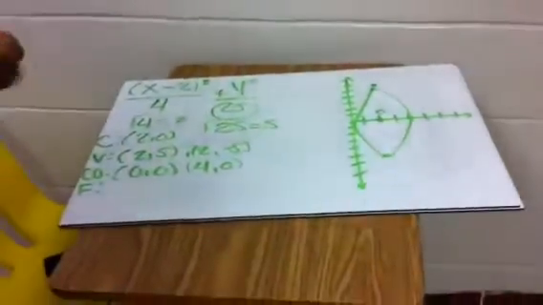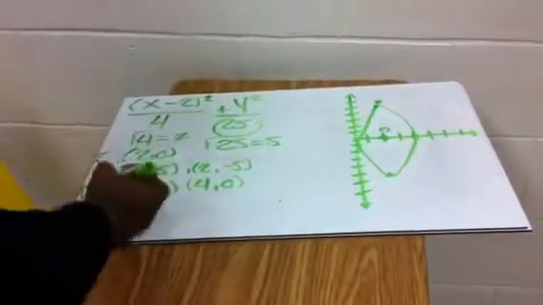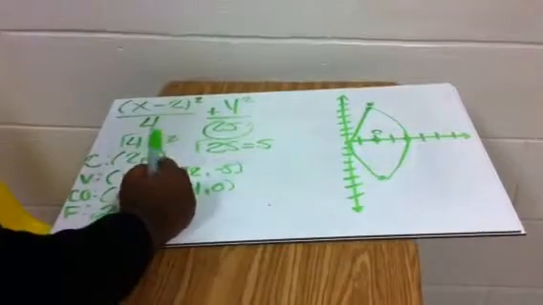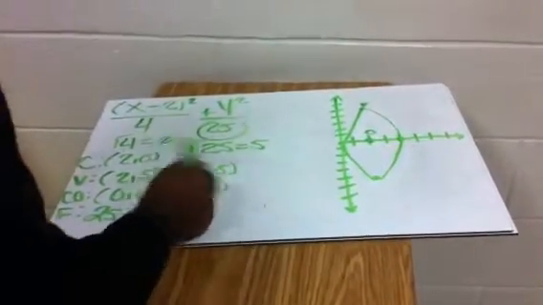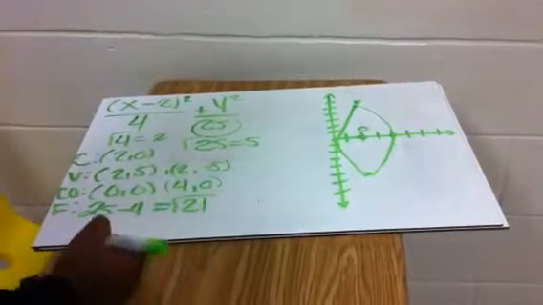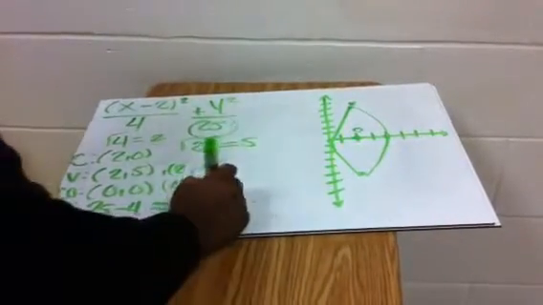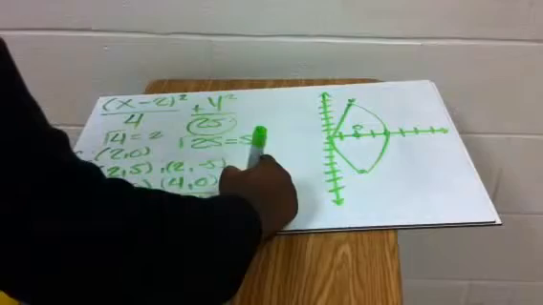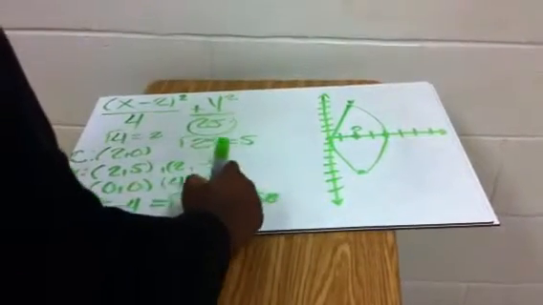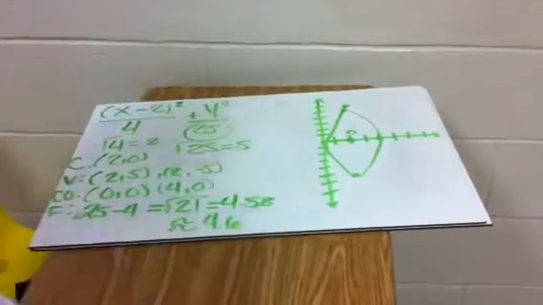And then you connect your line. And then you identify your foci. To find your foci, you subtract 25 from 4, which gives you 21. Then you take the square root of 21, which equals 4.58, or approximately 4.6.